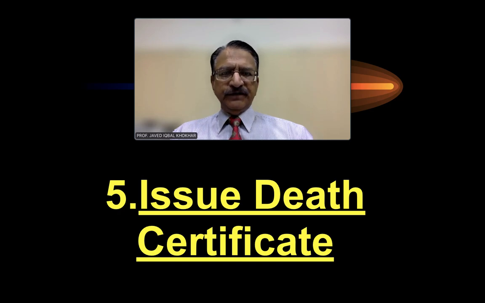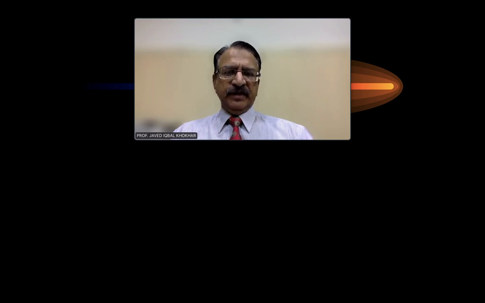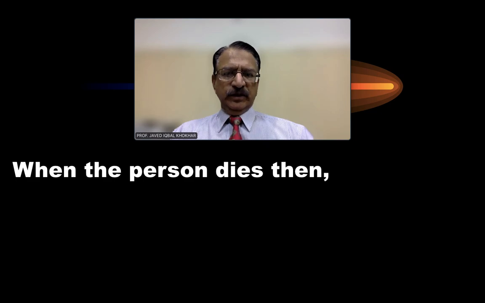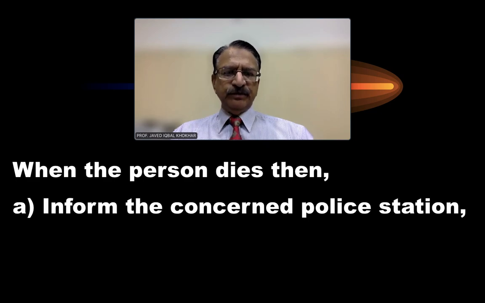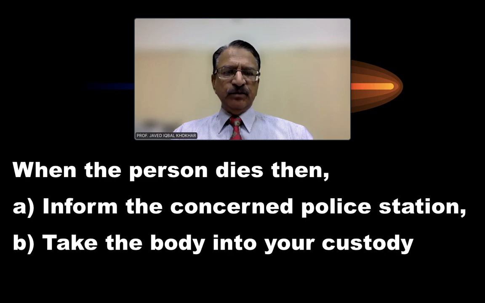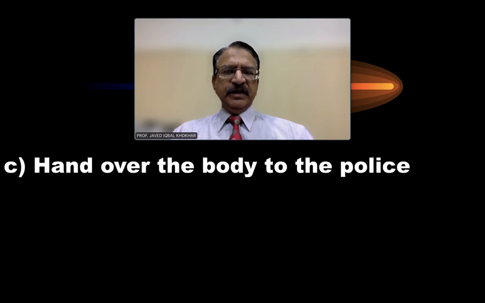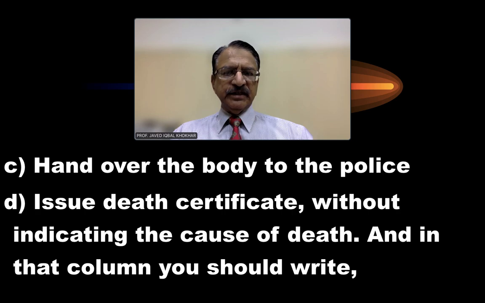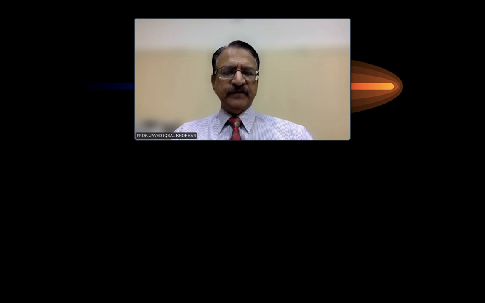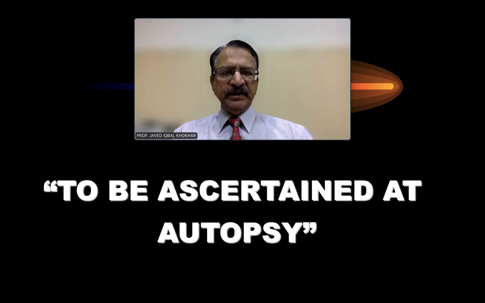Now, if the death occurs, issue the death certificate. When the person dies, then inform the concerned police station, take the body into your custody, hand over the body to the police, issue the death certificate without indicating the cause of death, and in the column of the cause of death, you should write to be ascertained at autopsy, that the body should be subjected to autopsy and the cause of death will be ascertained at autopsy.